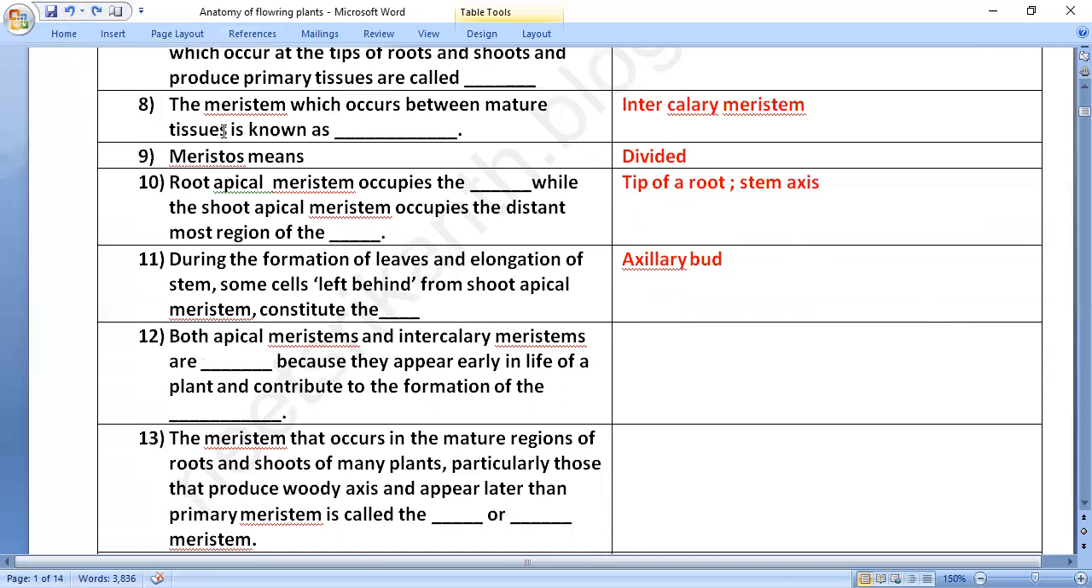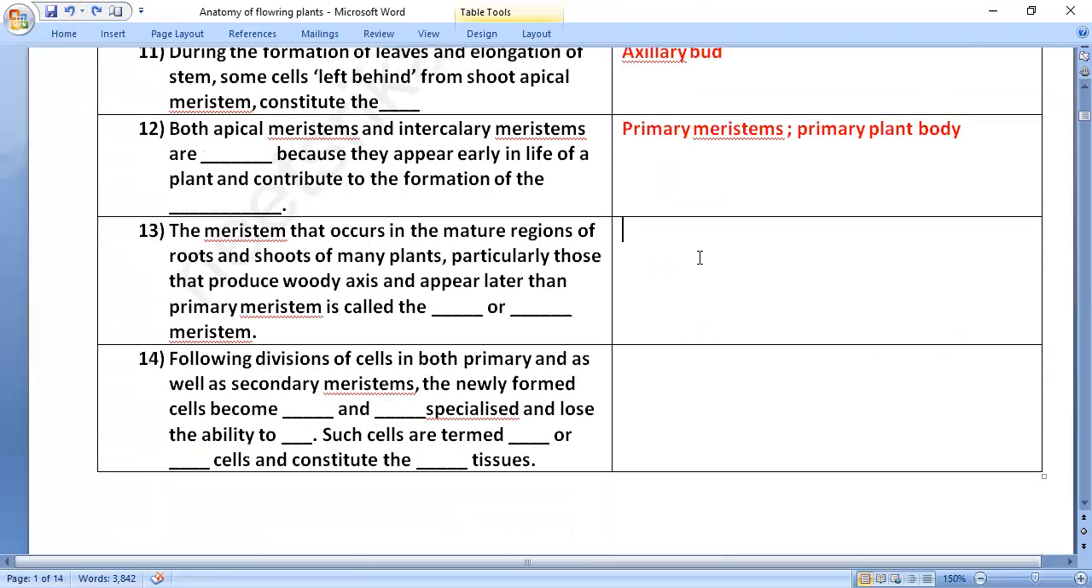Both apical meristem and intercalary meristem are primary meristems because they appear early in the life of a plant and contribute to the formation of the primary plant body. Meristems that occur in the mature regions of roots and shoots of many plants, particularly those that produce woody axis, and appear later than primary meristem, are called secondary or lateral meristem.